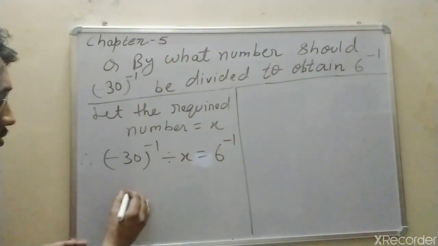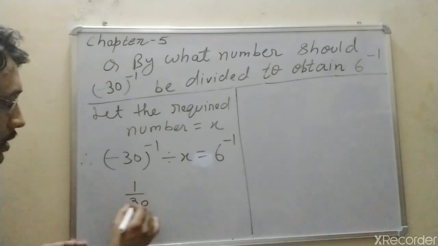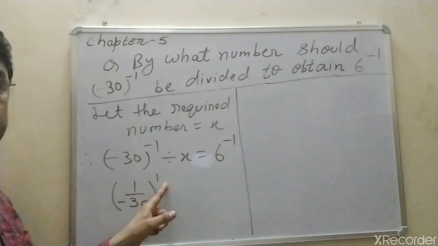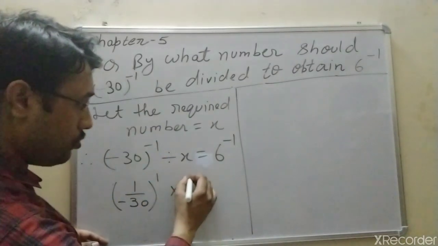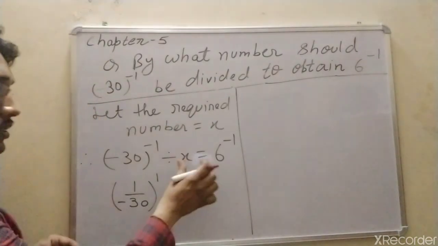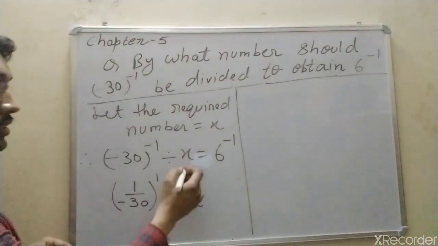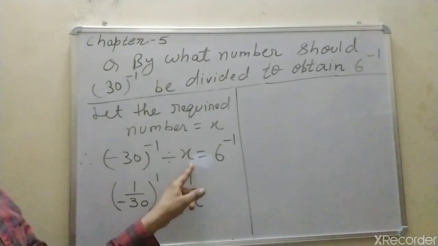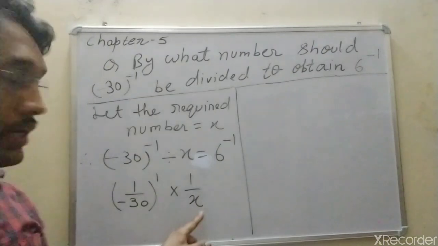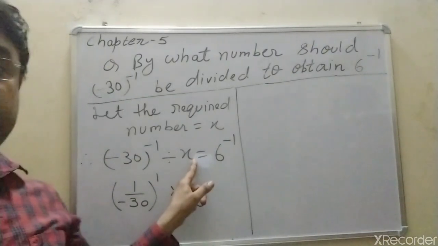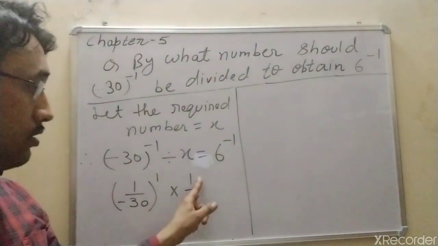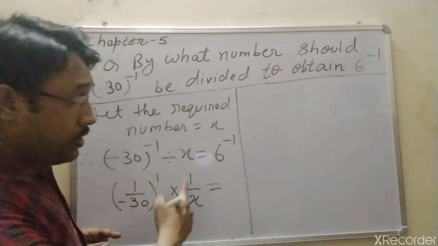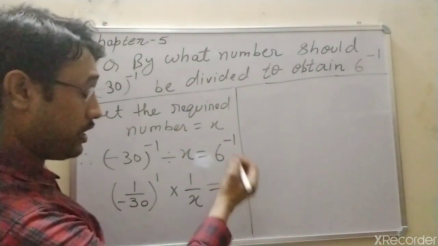Now take the reciprocal: 1 by minus 30, and the power is 1, since the negative power changes sign to plus 1. Then this into 1 by x. Dividing by x, which is x by 1, means that when you multiply, the second rational number is converted into its reciprocal. So it is x by 1, then you write 1 by x, the reciprocal of the second rational number.